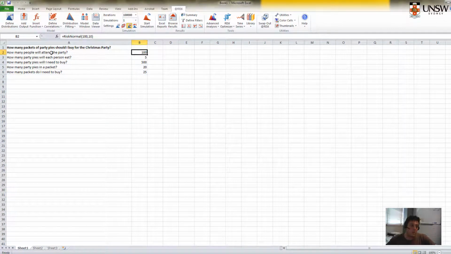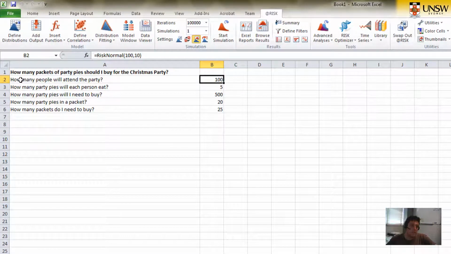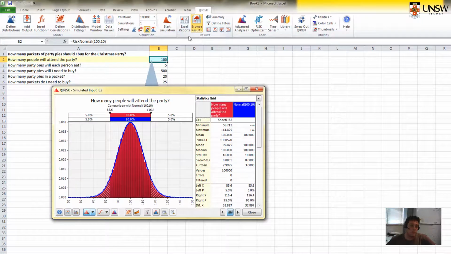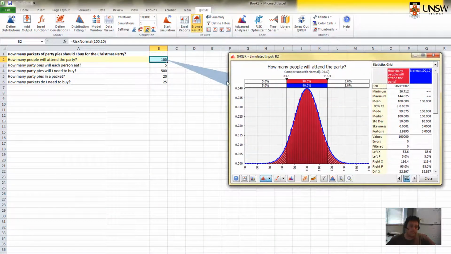So if I want to have a look at the values that I have here for how many people will attend the party, I can press this tab here, Browse Results. So by browsing results, I know exactly what this probability density function should look like because I defined it. I defined it as a normal distribution and I entered in the mean and the standard deviation. So you'll remember it has a mean of 100 and a standard deviation of 10. So that's not a surprise in that particular case.